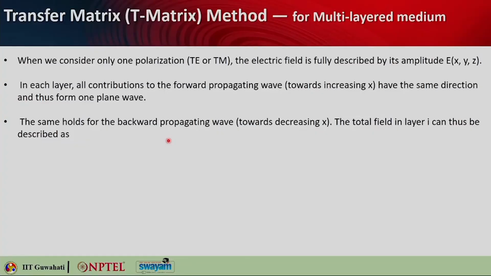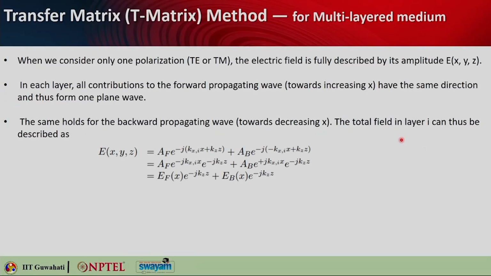As I told you, the reflections are considered as backward propagating waves. So, the total field that you can see in layer i can be given as A_F, that is the amplitude of the forward moving wave. The forward moving wave is moving towards the plus x direction, and it also has a component along z. So, it is A_F e to the power minus j (k_xi x plus k_z z) plus A_B. A_B is the backward propagating wave.